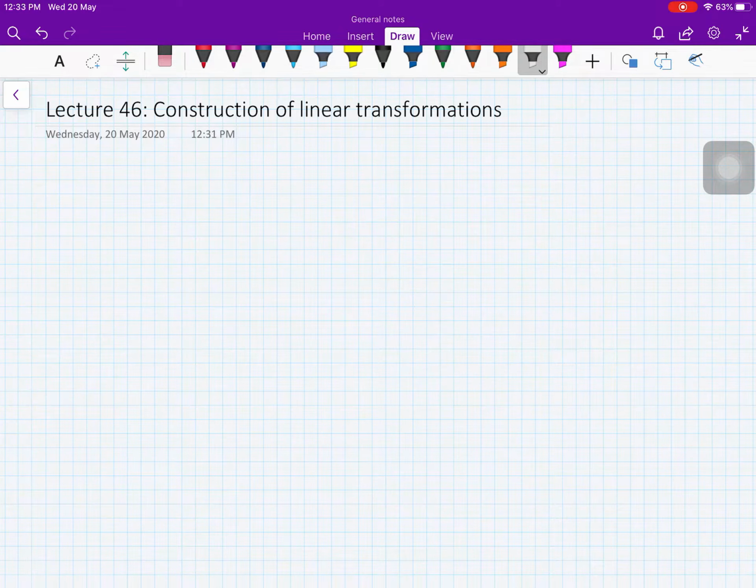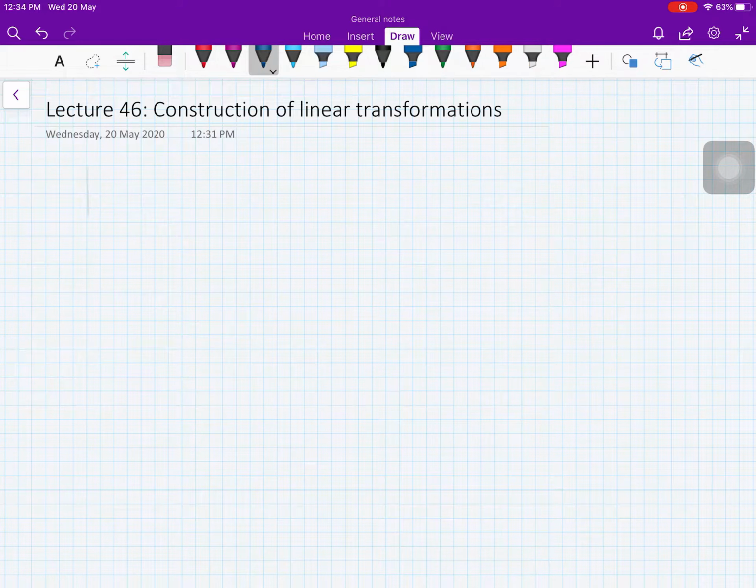In this video we will talk about construction of linear transformations, and the scheme for the construction we have already discussed in the last video. We know that if a linear transformation is known on the basis of the domain space, then that transformation is completely known. So let us construct 2 or 3 linear transformations here in this video.